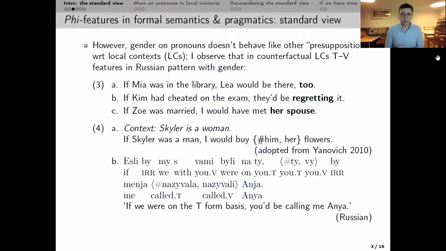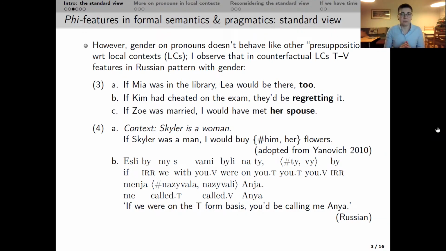It has been claimed in the literature that if you know that Skylar is a woman, you cannot say, if Skylar was a man, I would buy him flowers. You have to say, I would buy her flowers. You have to use the form that matches the actual gender of the referent.